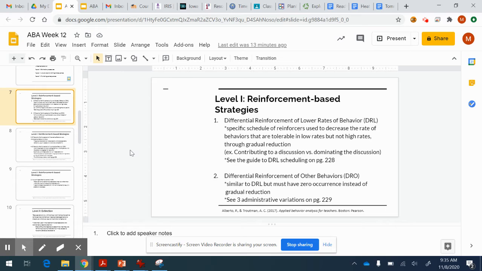So we want to kind of ratio that out and say, okay, let's talk about a student who's over contributing in class. If that student is blurting out, asking questions, contributing 28 times in a half an hour class period, we may want to reduce that down to 20 to begin with. Maybe by the next week, we want to reduce that down to 14 or 15, whatever that is, but that we set some spaced criteria.